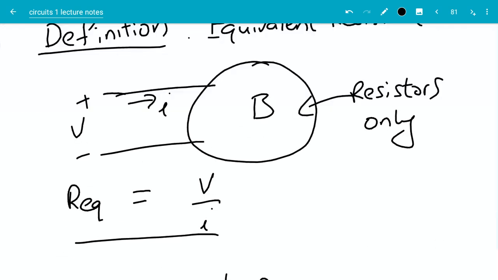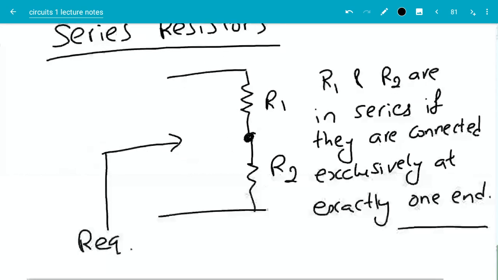If we go back to the definition of equivalent resistance, we said if you have any part of a circuit, then the equivalent resistance would be V over I, where V is any voltage you can apply and current I is the current you measure when you apply that voltage V. So let's do the same thing here. I'm going to apply voltage V here and then measure current I going through there.